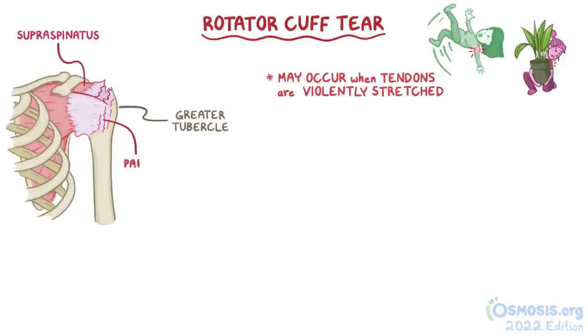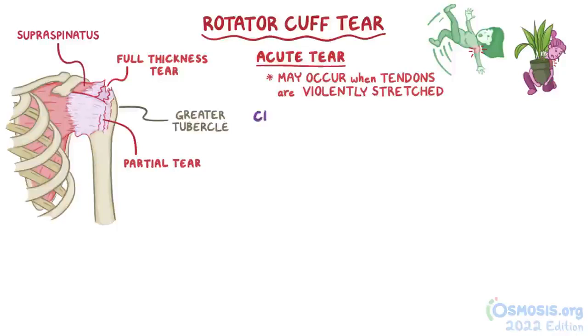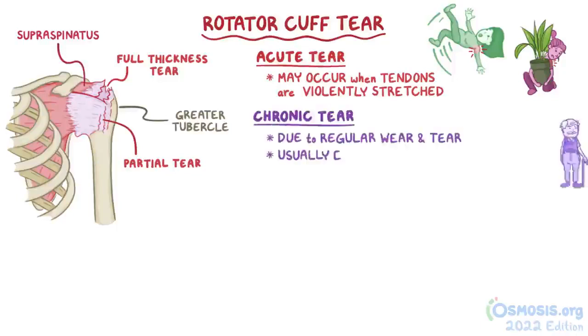Now, the tears may be partial, which is where the tendon is damaged but not completely torn, and may even go unnoticed. Alternatively, the tear may be a full thickness tear, where the tendon is completely detached from the humerus. In contrast to an acute tear, there may also be a chronic tear due to regular wear and tear, which usually occurs in the elderly.